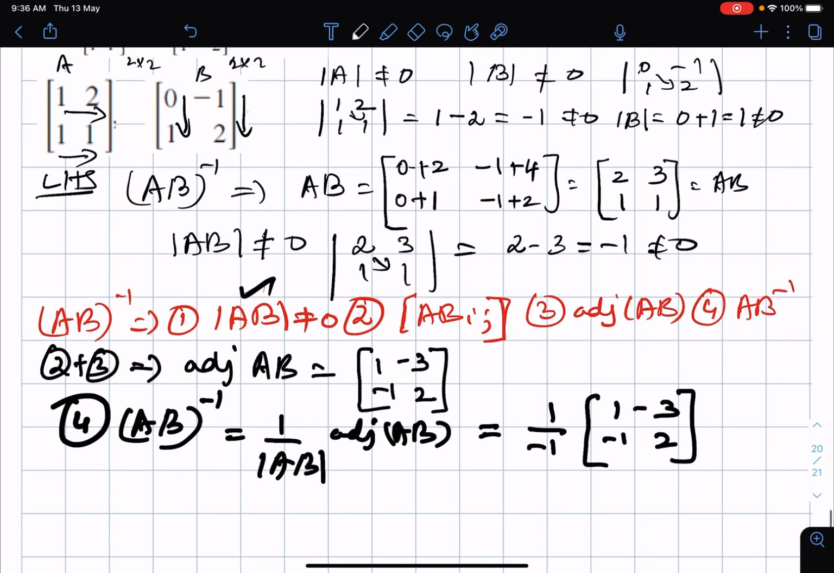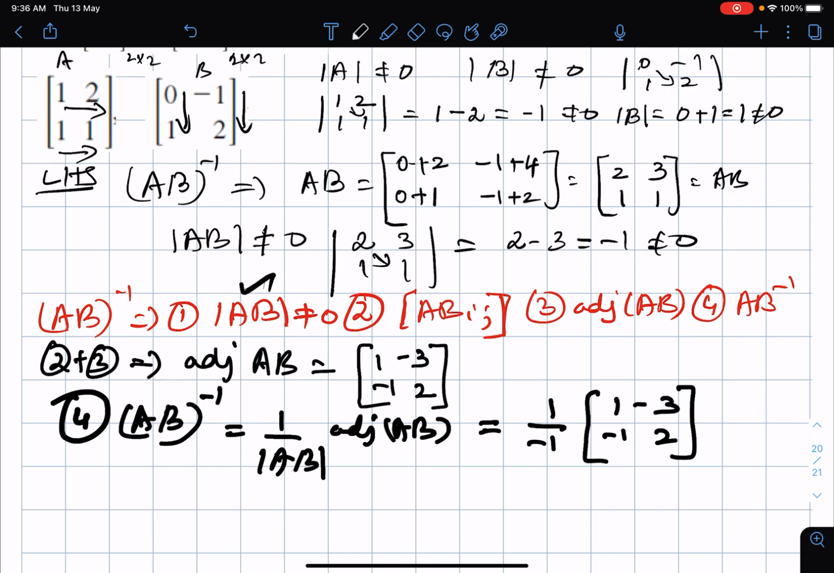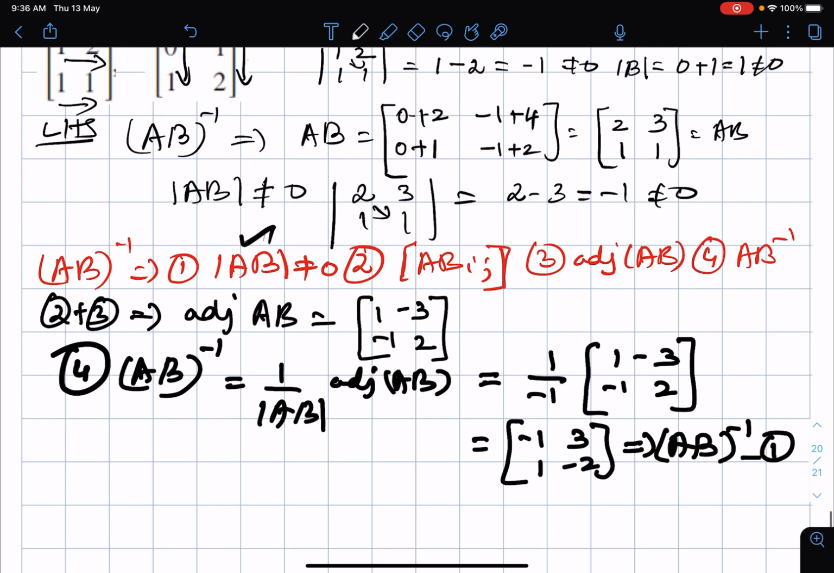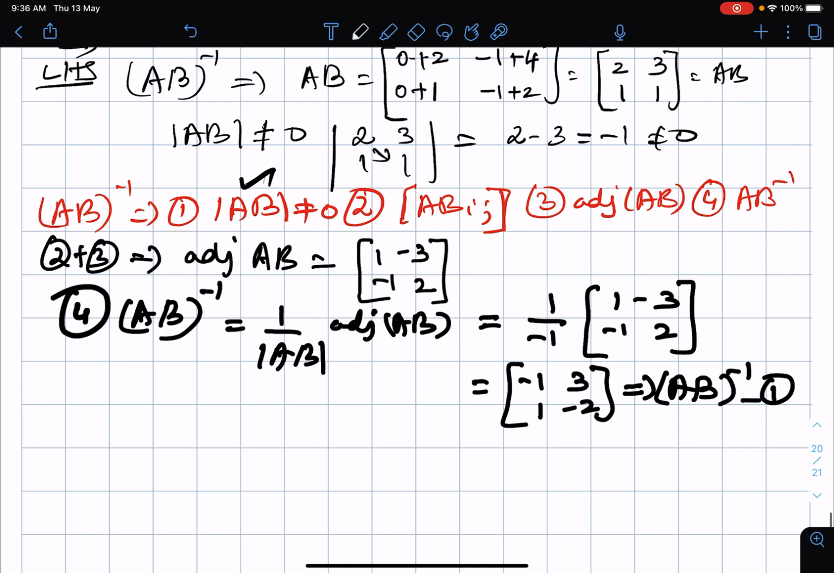Okay, so you are going to take the minus inside. If you take the minus inside, what will you get? Plus will become minus and minus will become plus. So minus 1 plus 3 1 minus 2. This is going to be your AB inverse. So this you name it as 1. Okay, now we are going to go to RHS. What is RHS? B inverse A inverse.